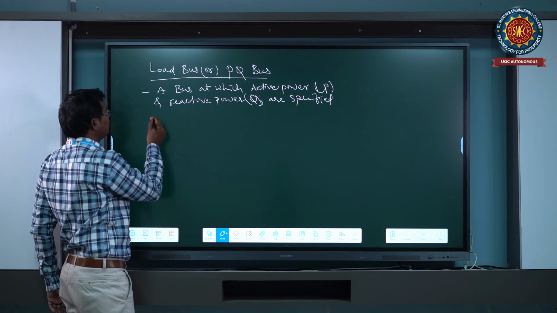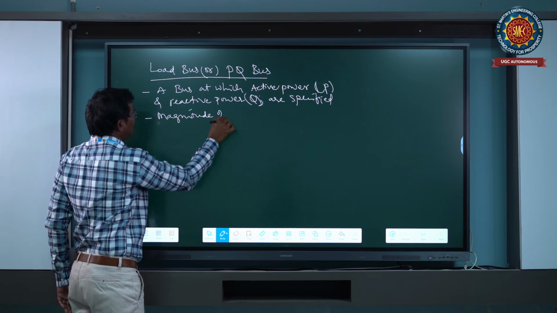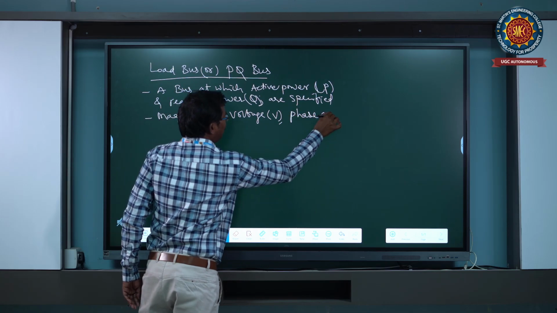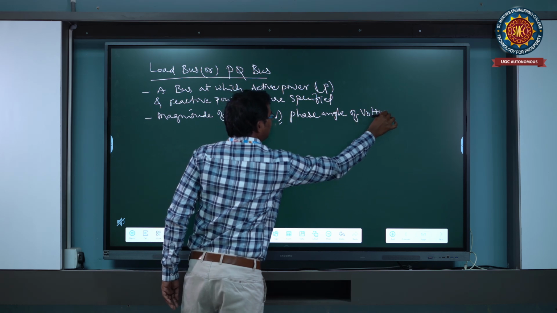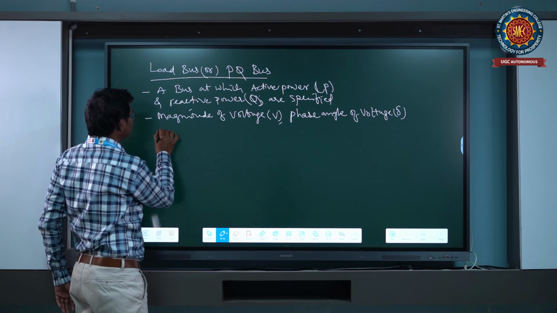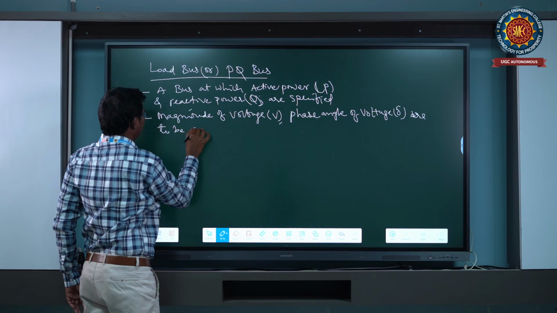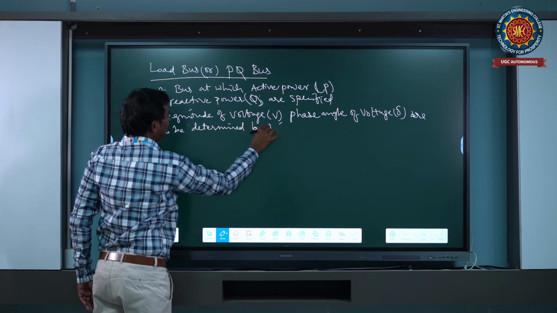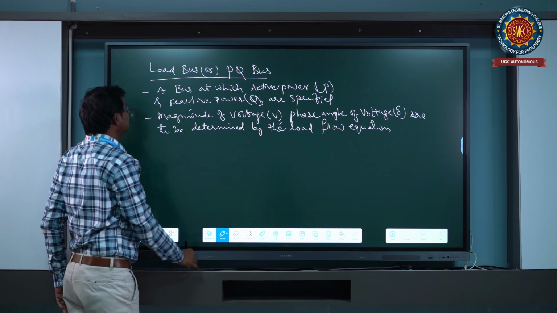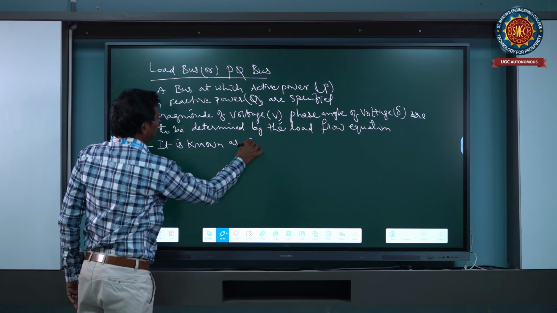And the other two quantities, the magnitude of voltage V and the phase angle of voltage delta, are to be determined by the load flow equations. This load bus is also known as PQ bus.